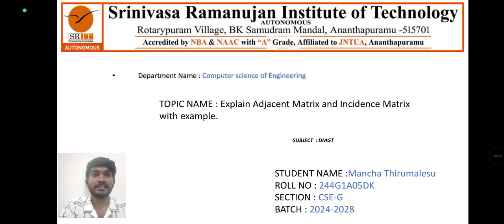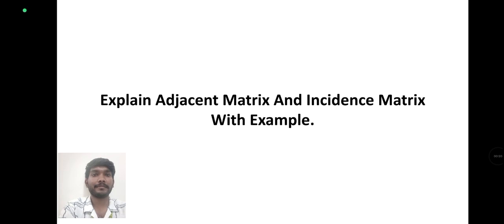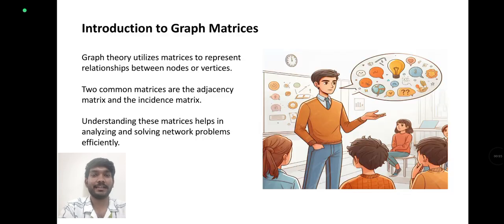Tirumalesh from CSCG section. My topic name is Explain Adjacency Matrix and Incidence Matrix with Example. Subject DMGT. Student name Mancha Tirumaleshu. Roll number 244G1A05DK. Section G. Batch 2024-2028. Explain adjacency matrix and incidence matrix with example.